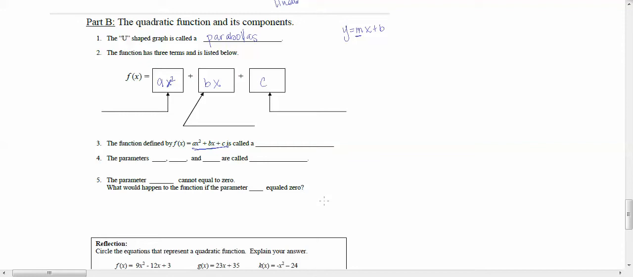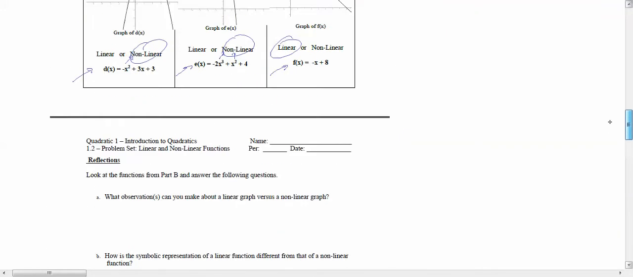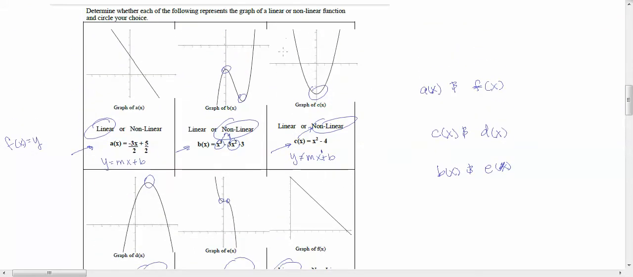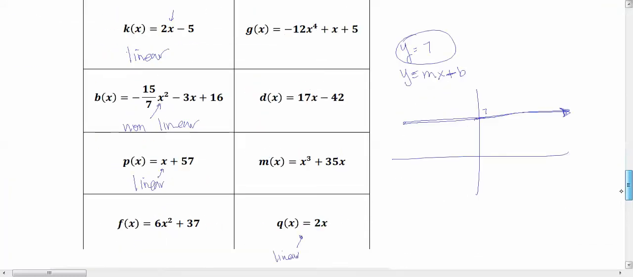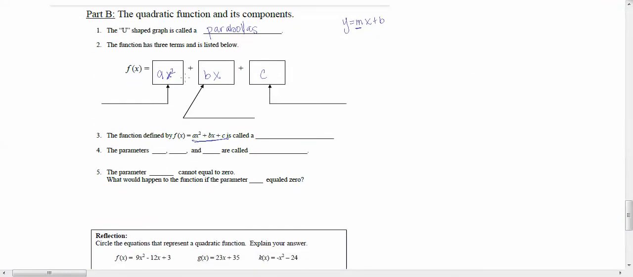Alright, let's hit up some vocab. Now, we've been talking about these quadratic functions and these U-shaped things right here. This is a quadratic equation right here. Now, these U-shaped things, they're called parabolas. They're given a very special name. They're called parabolas.